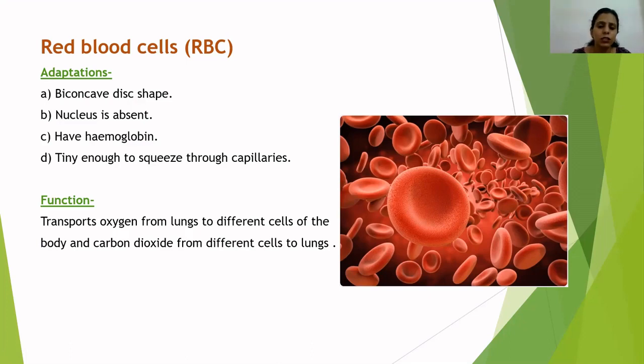Another very important adaptation of red blood cells is that they are very tiny, very small in size. They can be seen easily under a light microscope, but they are very tiny in size. Hence, being tiny, they can easily squeeze through the capillaries, and go very near to the tissue fluid or cells. So these four are the adaptations of red blood cells.